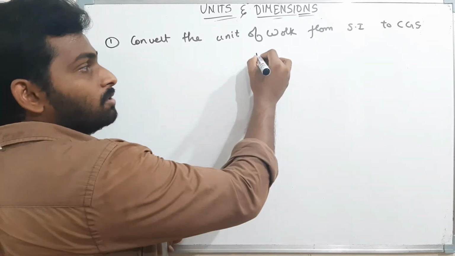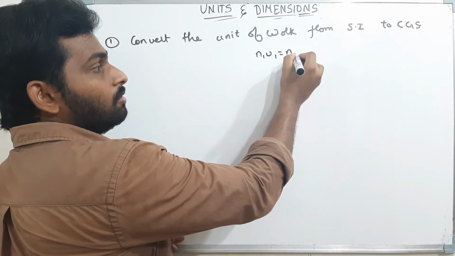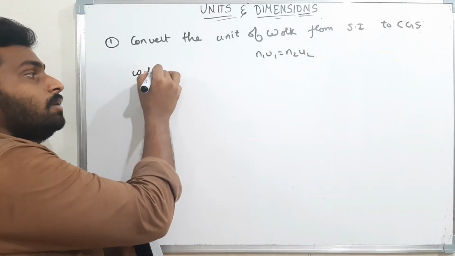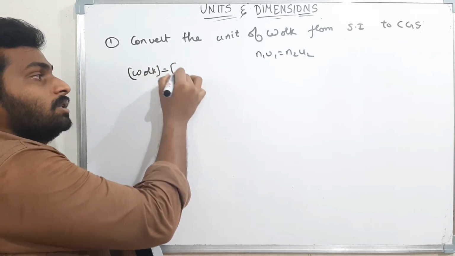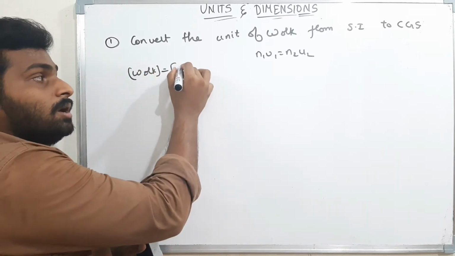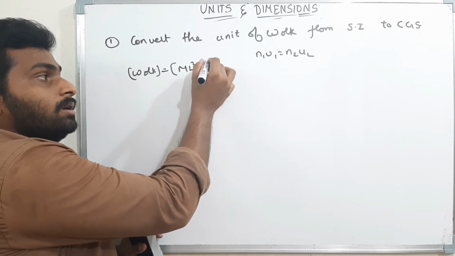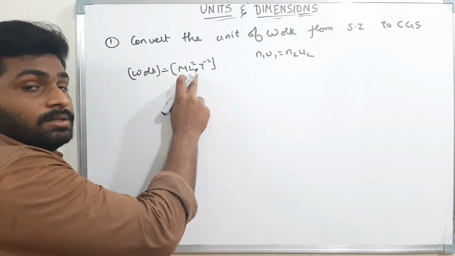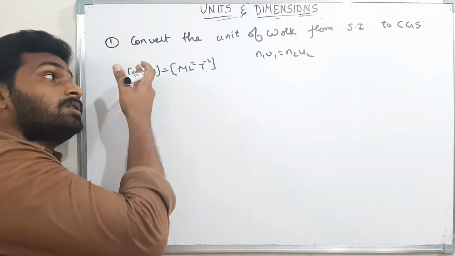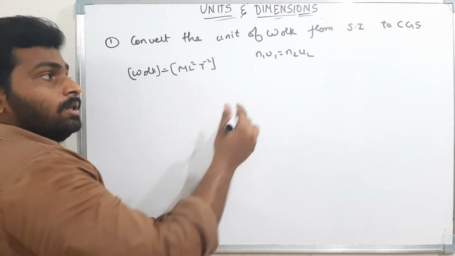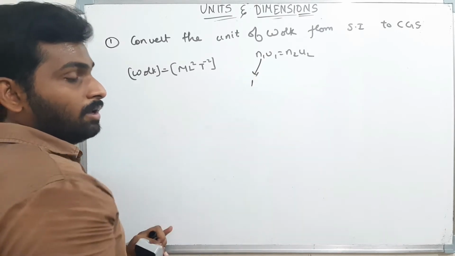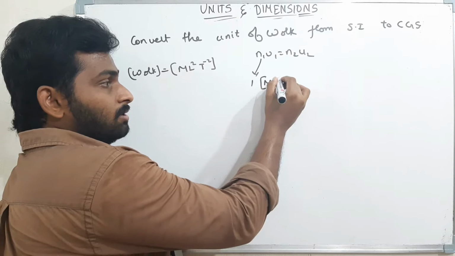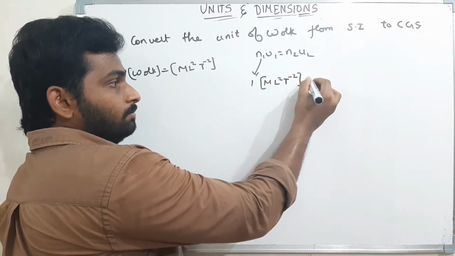That means simply I can use the formula N1 U1 is equal to N2 U2. Now first of all I have to find the dimensionality of work. The dimensionality of work is nothing but force into displacement, that means M L square T minus 2. Therefore, if the work has this dimensional formula, then its units also will have the same dimensional formula. Therefore, N1 I am taking as 1, and N2 I am taking M L square T power minus 2 is equal to N2.